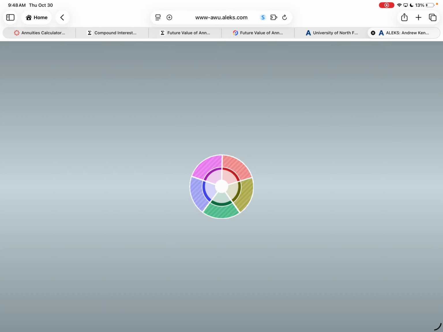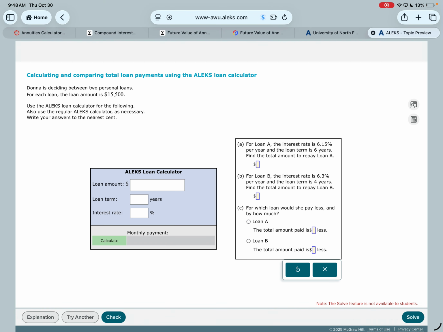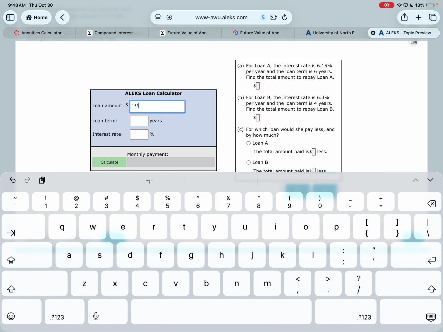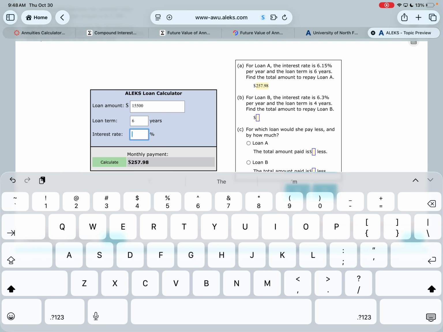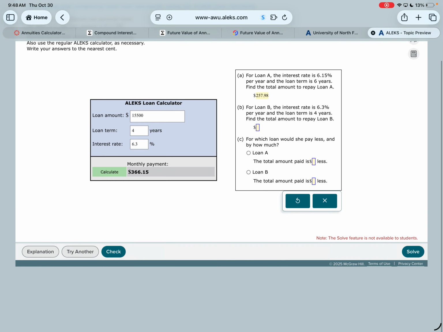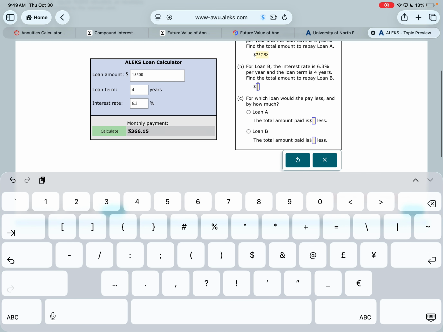This is the one that I really want to talk about, I think. Donna is deciding between 2 personal loans for $15,500. For loan A, for 6 years at 6.15% interest, it is $257.98. For loan B, it is 6.3% interest, but it's only for 4 years. Okay. So $366.15.